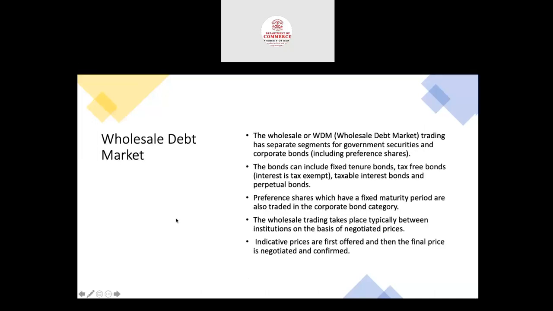Then the wholesale debt market is played by the institutions. It has separate segments for government securities and corporate bonds. These bonds include fixed tenure bonds, tax-free bonds, taxable interest bonds, and perpetual bonds. Preference shares with a fixed maturity period are also traded in the corporate bond category. Wholesale trading takes place typically between institutions on the basis of negotiated prices. Indicative prices are first offered, and then the final price is negotiated and confirmed. That's about the wholesale debt market.